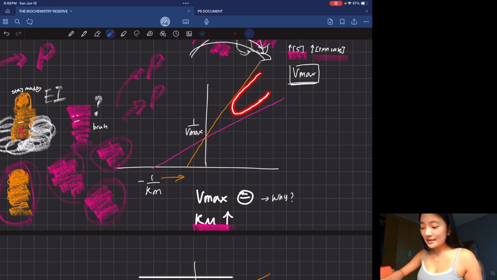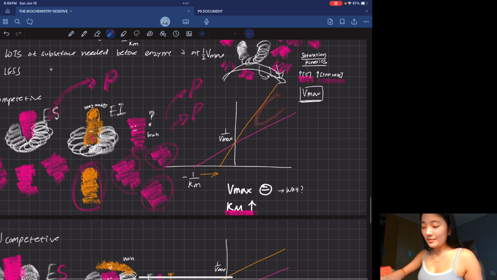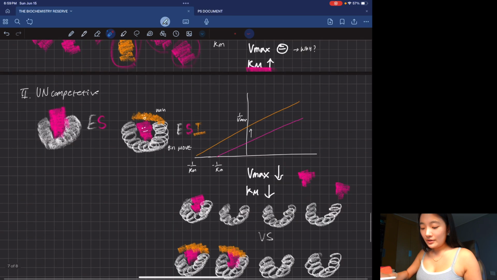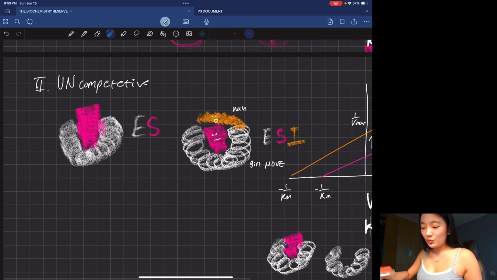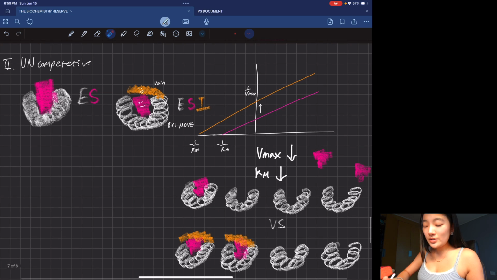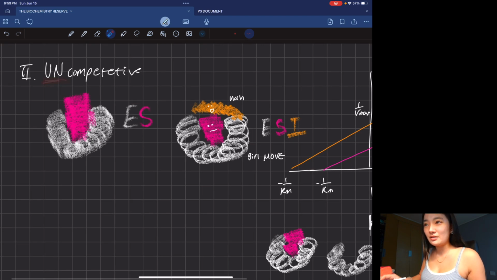Do you see how this kind of looks like a C? C stands for competitive. So if you see these kinds of linear graphs on your tests, immediately think competitive inhibition, okay? We're gonna talk about the next type of inhibition, which is kind of weird to wrap your head around, okay? So it's uncompetitive inhibition, not non-competitive, not hyper-competitive or hypo-competitive. We're talking about uncompetitive inhibition. And I don't know who named these things, and I don't like it either.